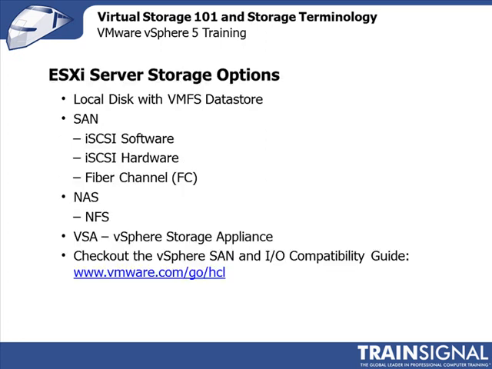ESXi server storage options. What are the different options that you can have with ESXi? You can have obviously local disk with VMFS. You can have SAN in the form of iSCSI software. You can have the iSCSI hardware. You can have the fiber channel. You can have NAS in the form of NFS. And with vSphere 5, you now have the vSphere storage appliance as well.